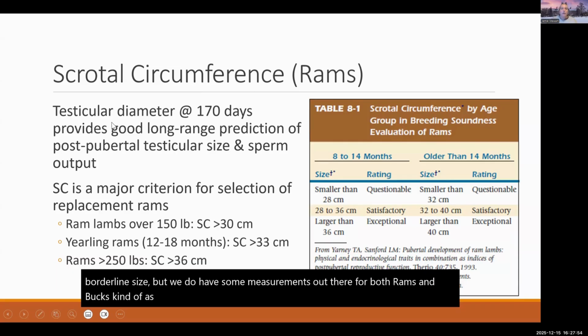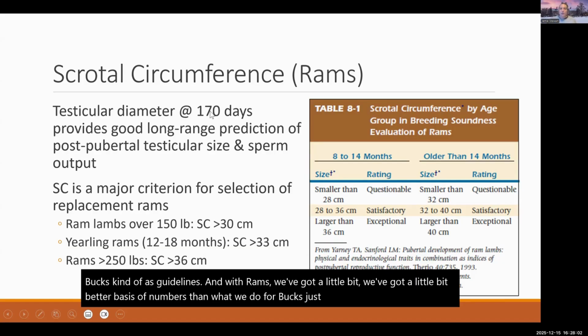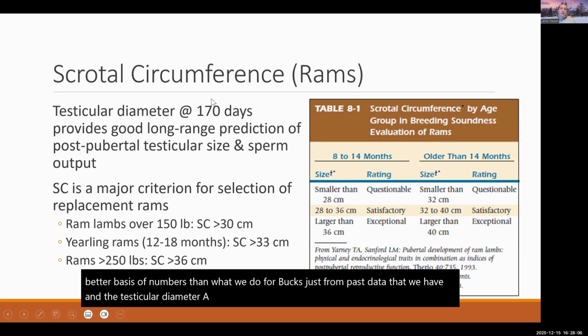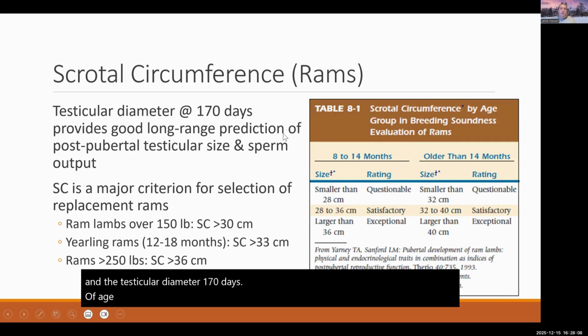And with rams, we've got a little bit better basis of numbers than what we do for bucks, just from past data that we have. And the testicular diameter at 170 days of age does provide a good long range prediction of what their testicular size and sperm output is going to be post puberty.